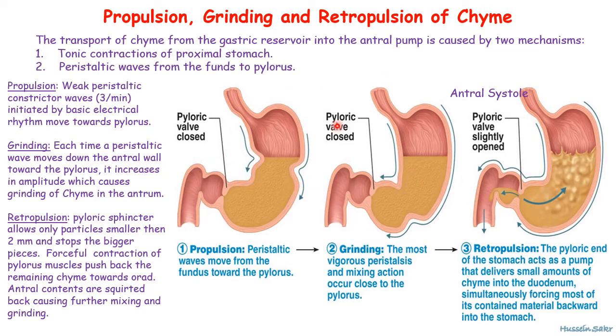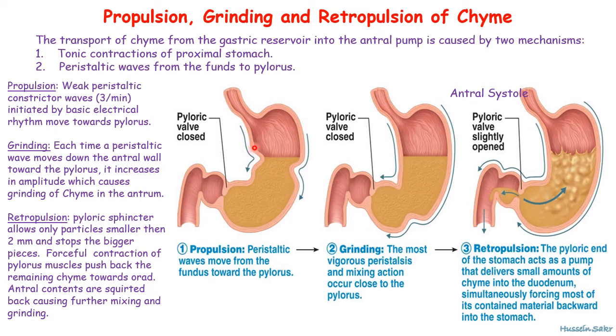These three movements allow the mixing of the gastric contents with the gastric juice and also produce softening of the gastric contents, allowing the chyme of hard food to be softened, and this will prepare for the next movement, which is the emptying of the gastric contents.